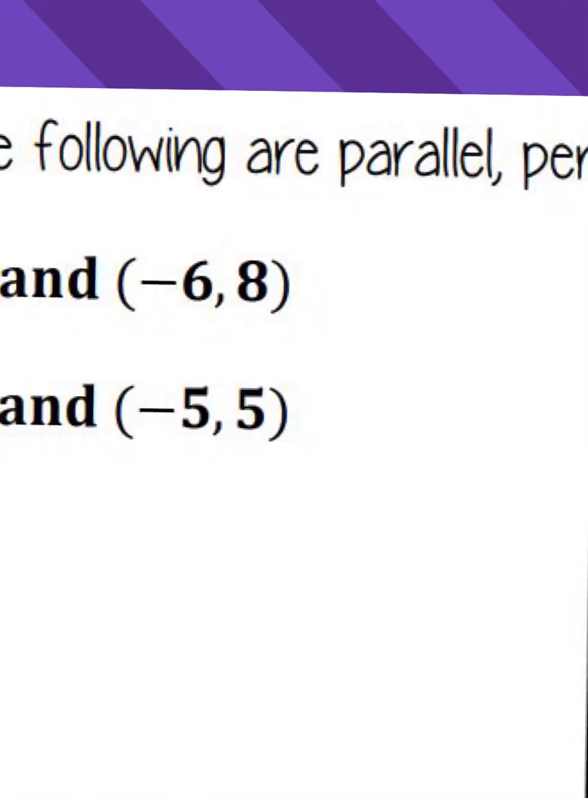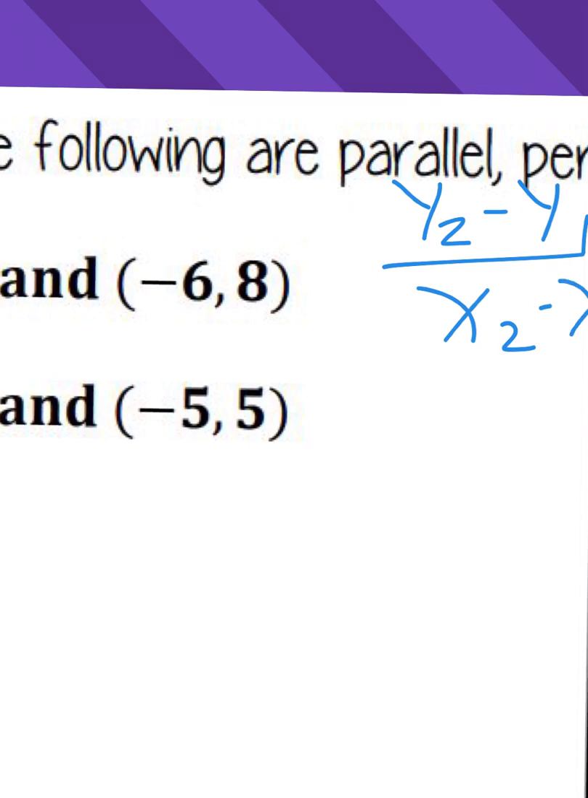Okay, so what we're going to do is find slope using the slope formula. The slope formula is y2 minus y1 over x2 minus x1. We're going to label the points first. You have x1, y1, x2, y2. Plugging it into that formula, what is our y2? 8, minus your y1, which is 5.